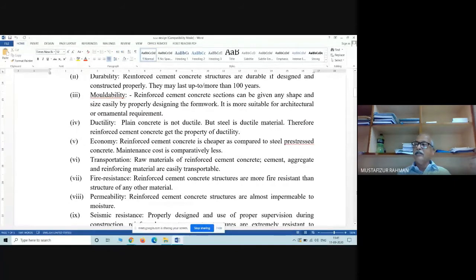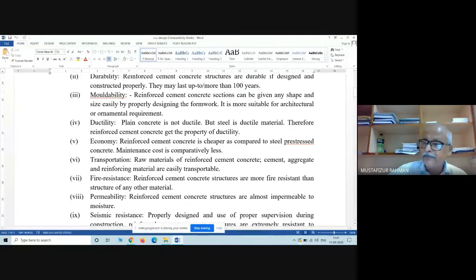So this is the most important character: after using reinforcement inside the concrete, again it becomes a new element. First it was concrete, and after that it was reinforcement. Concrete is almost brittle in nature, but reinforced concrete is almost ductile in nature. I should not say fully ductile, but almost ductile.